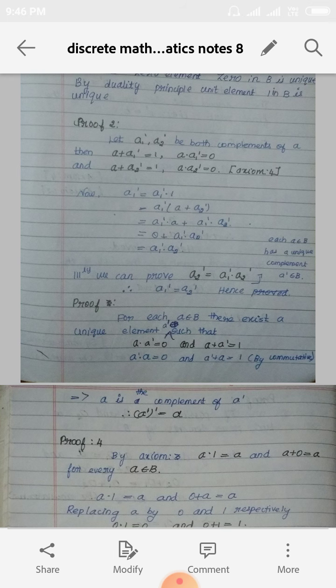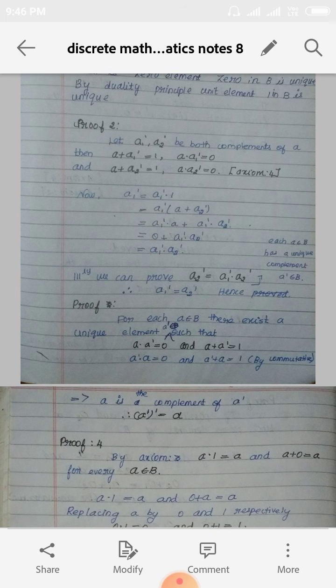Okay. Now let us take a1 dash. a1 dash can be written as a1 dash dot 1. Therefore, a1 dash dot 1 can be written as a1 dash dot of a plus a2 dash. And again we use the distributive law, that is a1 dash dot a plus a1 dash dot a2 dash. So a1 dash dot a is nothing but 0, and we get a1 dash is nothing but a1 dash dot a2 dash. Similarly, we can prove that a2 dash is equal to a1 dash dot a2 dash.